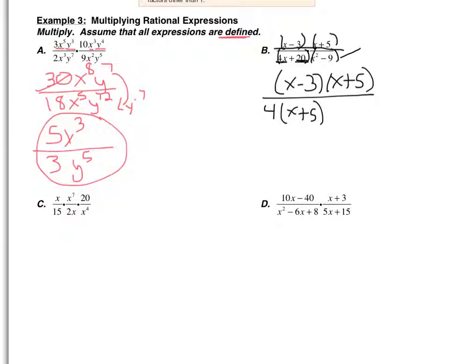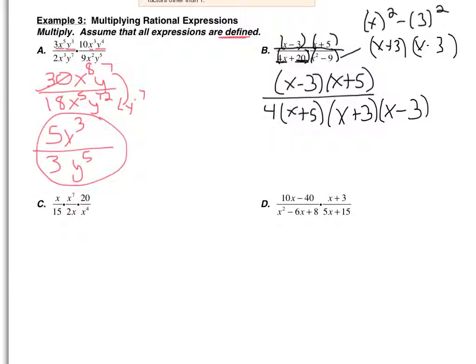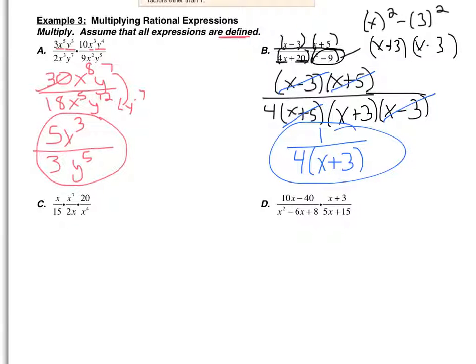Then I'm going to look at x squared minus 9, which is really x squared minus 3 squared, because 3 squared is 9. So I have the difference of squares. So then we have x plus 3 and x minus 3. So that goes on the bottom. So x plus 3, x minus 3 is really x squared minus 9. So I factored this. Now I can cancel. So x minus 3's cancel, x plus 5's cancel. On the top I have a 1. On the bottom I have a 4 times x plus 3. And that's my simplified answer.